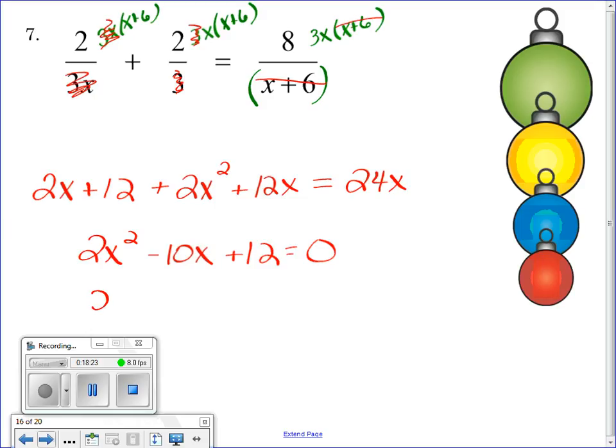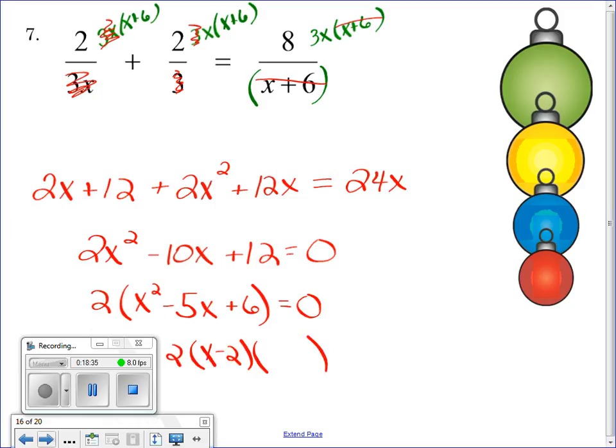All right, take out your GCF of 2. Ooh, it's the dreaded 6-5 combo. Good. X minus 2, x minus 3. So x equals 2 and 3? What do you mean they can't equal 3? Why not? Yeah, they're actually both good. 0 and negative 6 are your only restrictions.